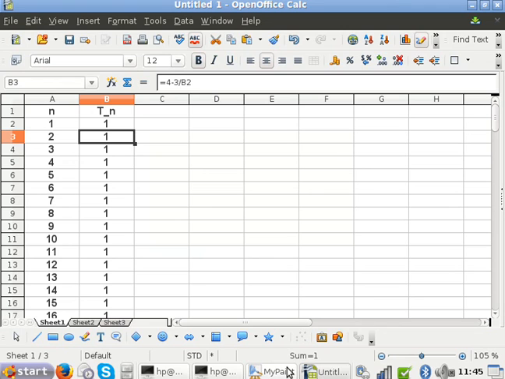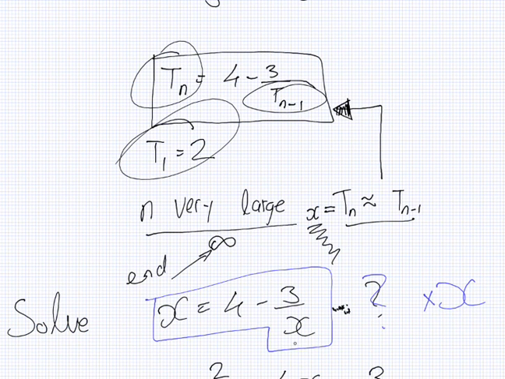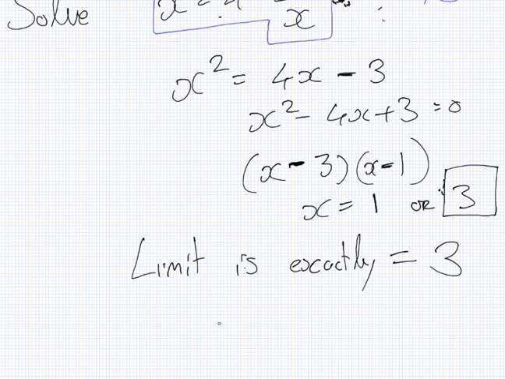Anyway, this is actually a pretty common question on the exam. And the way to calculate the limit, all you do is you replace this and this with x, and then you solve. So it's not too difficult. And sometimes you have to use the quadratic formula. Okay, next one.